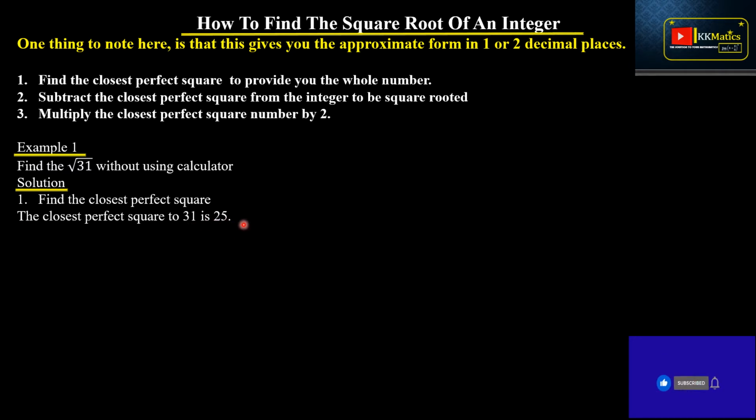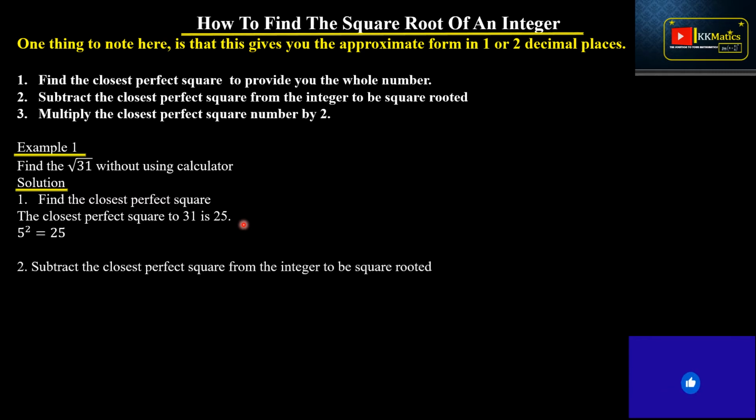And why is that? When we consider squares, 1 squared is 1, 2 squared is 4, 3 squared is 9, 4 squared is 16, 5 squared is 25, and 6 squared gives us 36. Obviously, the closest perfect square would be 25, because 36 is bigger than 31. So the closest one is 5 squared, which is 25.